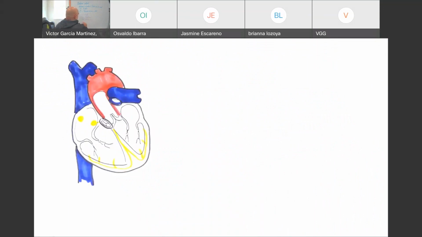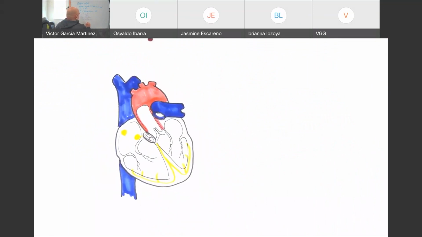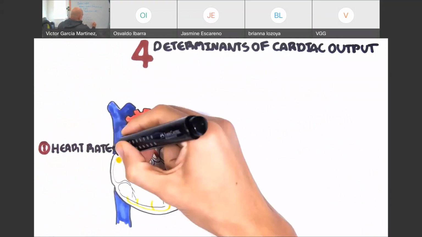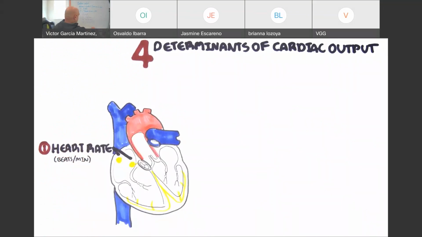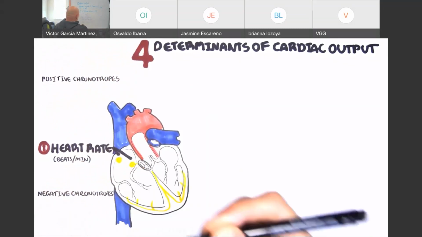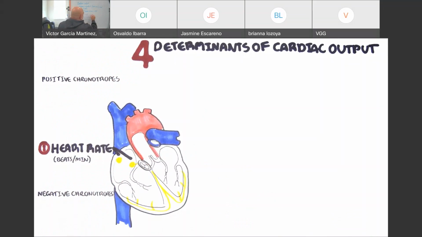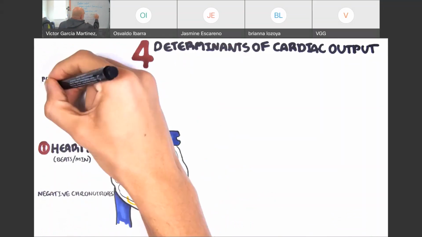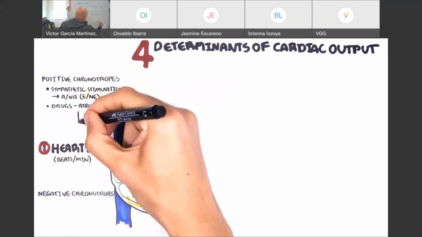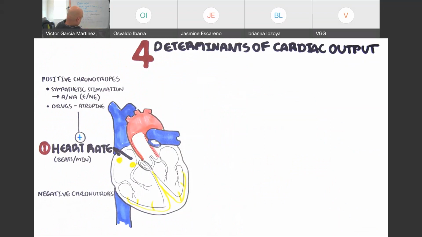The first determinant, which we already talked about, is heart rate, which is your conduction system. This is how many beats per minute. And there are things that can influence your heart rate, known as chronotropic factors. You can have positive chronotropes, which increase your heart rate, and negative chronotropes, which decrease your heart rate. An example of positive chronotropes is your sympathetic stimulation. Your adrenaline, noradrenaline, epinephrine, norepinephrine will increase your heart rate. Some drugs can also increase your heart rate, such as atropine.